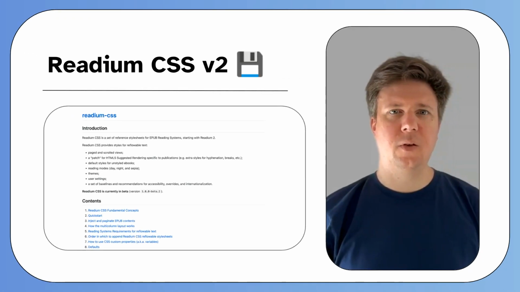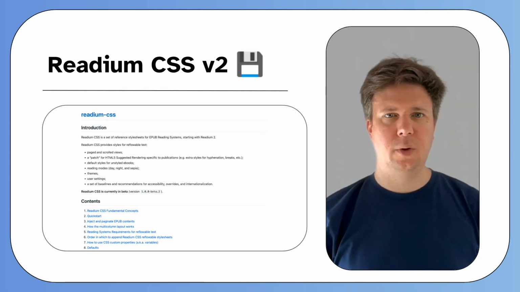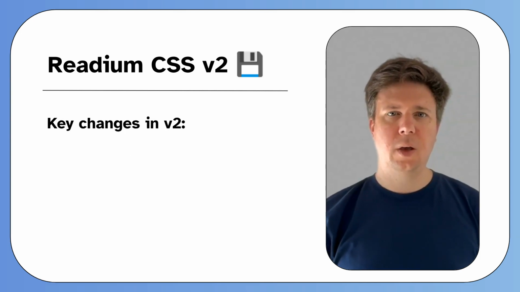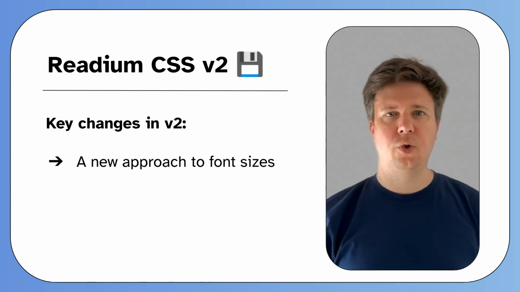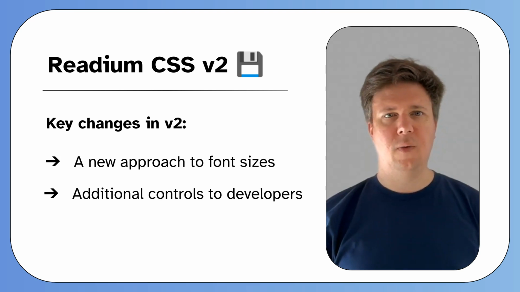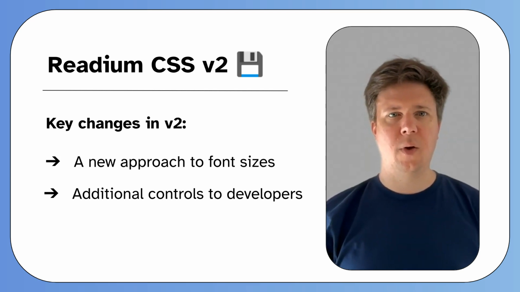Readium CSS plays an important role in every Readium toolkit, handling critical features such as pagination and user preferences. It's been mostly stable for the last few years, but we started working on a major revision last summer. Among the key changes, we can highlight a new approach to how we handle font size, using zoom rather than normalizing font sizes to achieve that goal. In general, Readium CSS v2 tends to be less opinionated than before, giving additional controls to developers working with it.